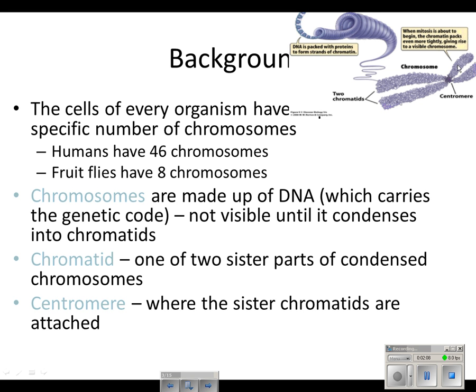So you can look up at this diagram. We have two sister chromatids. Okay, each one of these big purple lines is a chromatid, which is condensed chromosomes, and the centromere joins them.